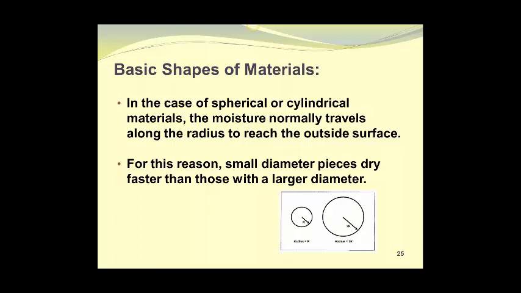In the diagram on the left, you see a small circle representing a small sphere. It has the radius designated by capital letter R, which is the distance from the center of the sphere to the outside surface. If we double the radius, as indicated by 2R in the diagram on the right, we can see that the moisture has twice as far to travel from the center of this larger sphere to reach the surface. Therefore, the drying process will be somewhat slower.